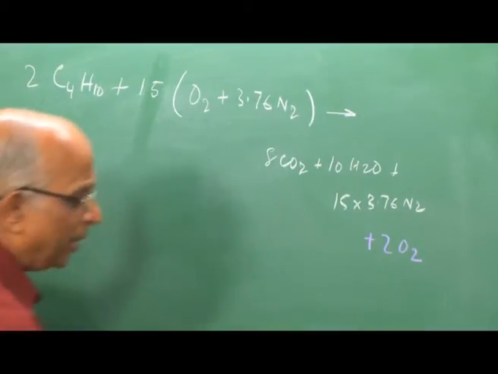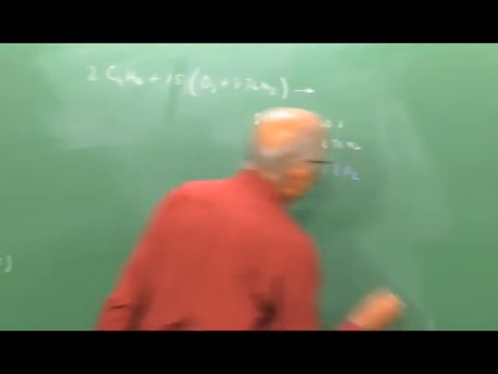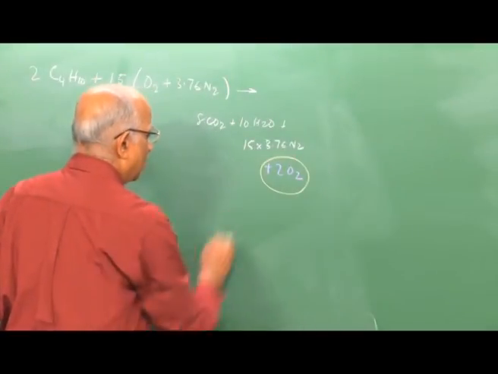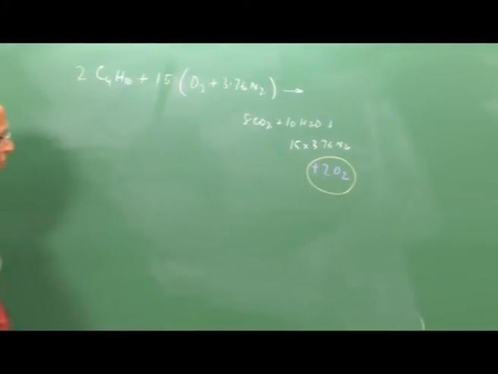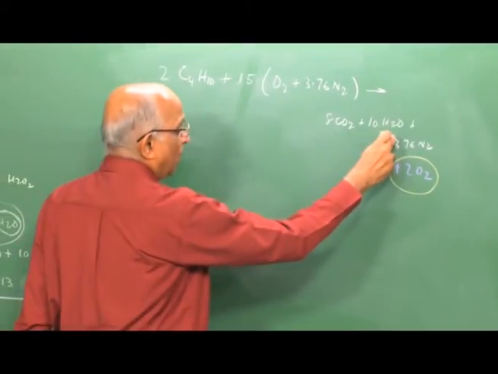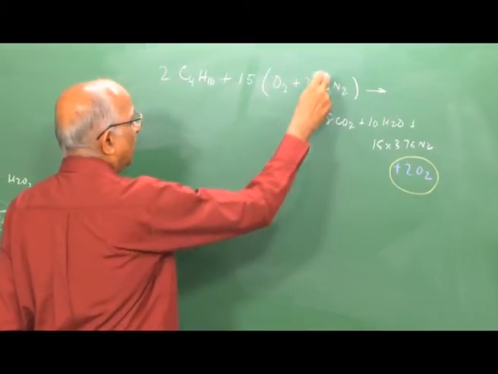We have already seen that the heat of formation of oxygen, being a naturally occurring element at standard condition, is 0. The nitrogen does not play a role, it is also 0. Here also this is 0.